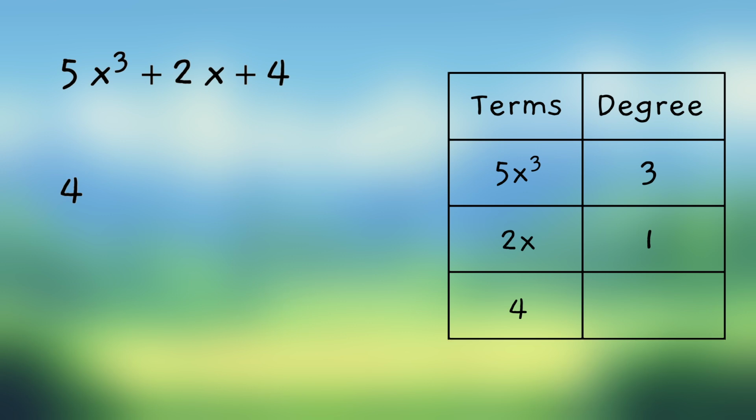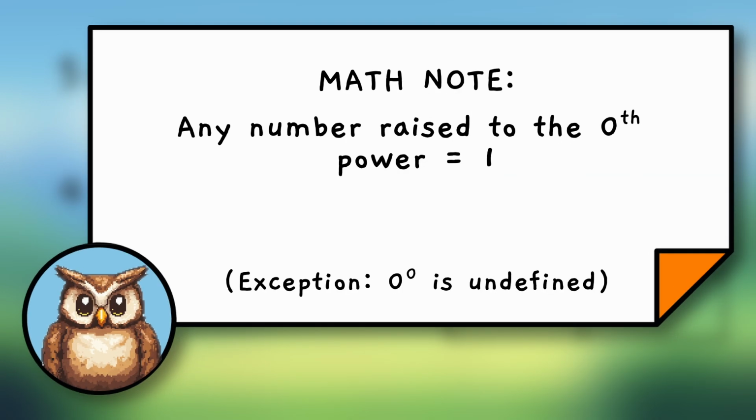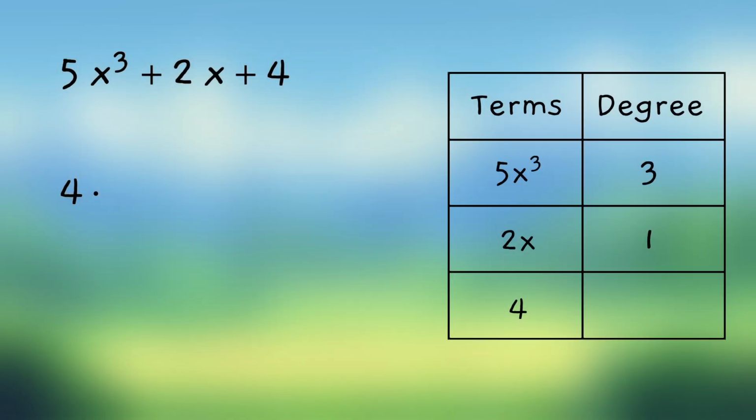The number 4 is just a constant, but with a little bit of cleverness, you could say to yourself, well, any number to the 0th power is 1, and 4 times 1 is 4. So 4 is actually the same thing as 4 times x to the 0th power. And so when looking at this, you could say to yourself, well, the exponent here is 0, so the degree of the constant term is 0.